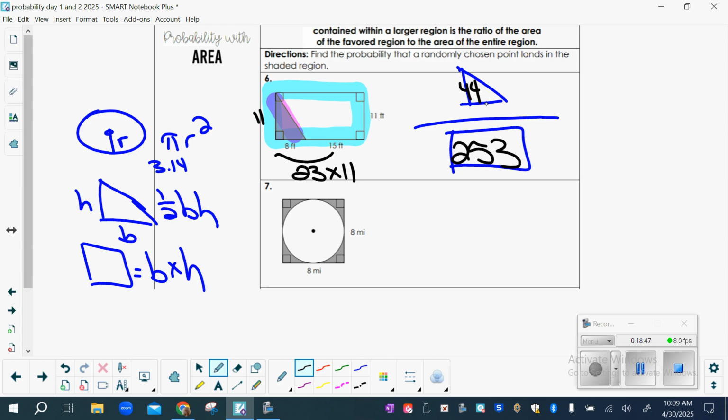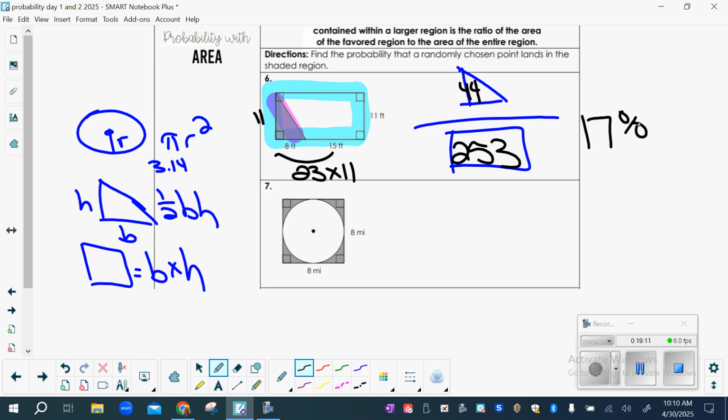So the question to you guys is, what are the chances that Battle Axe is going to have to pay you? What's the probability that they're going to have to pay you? Don't give me 44 over 253. That doesn't mean anything to me. About 17% of the time, they're going to have to pay people off. That seems high to me. That seems pretty good.